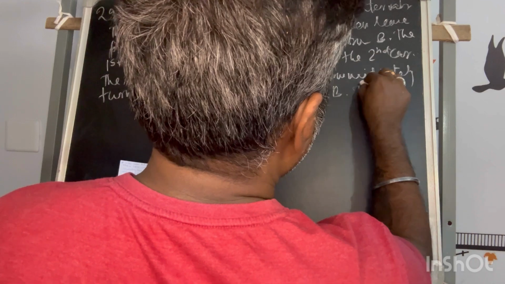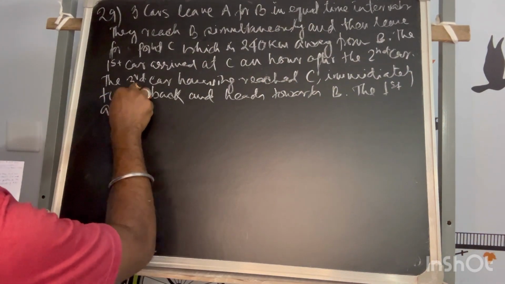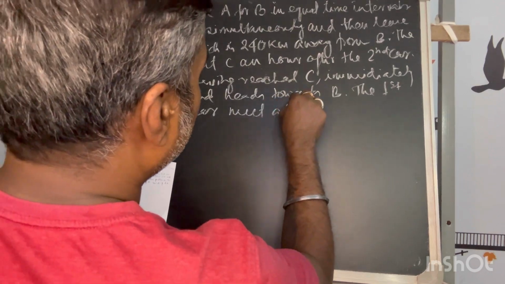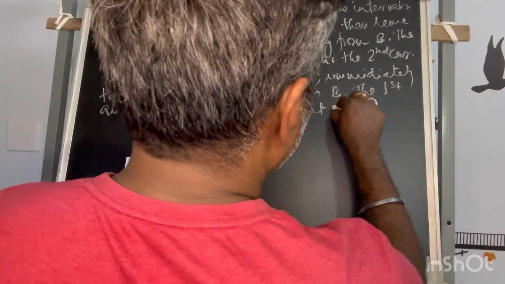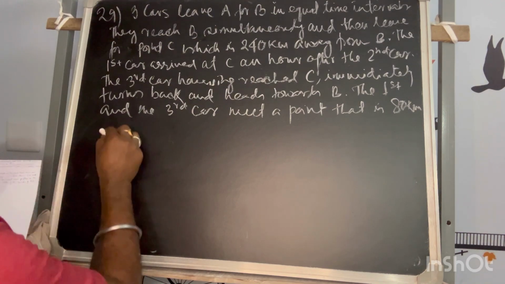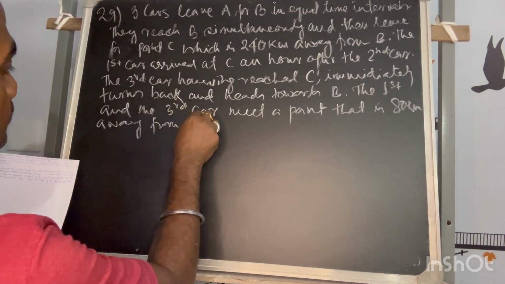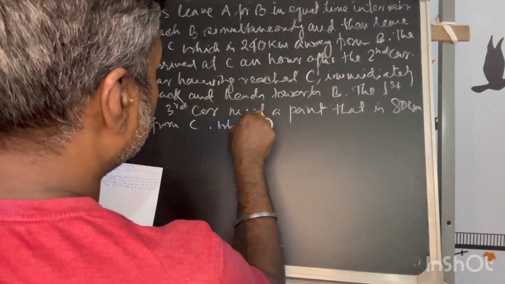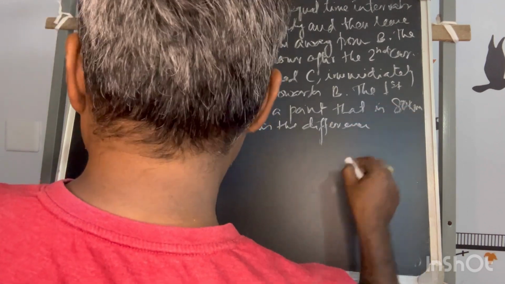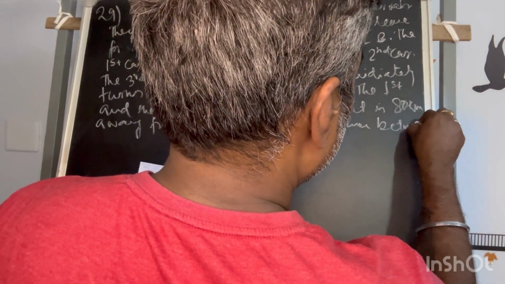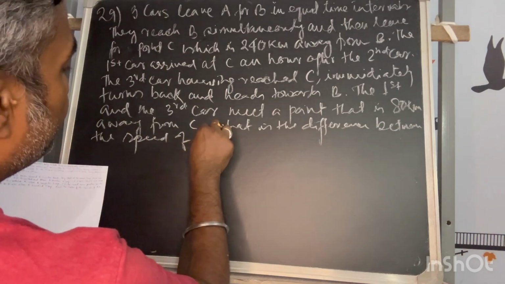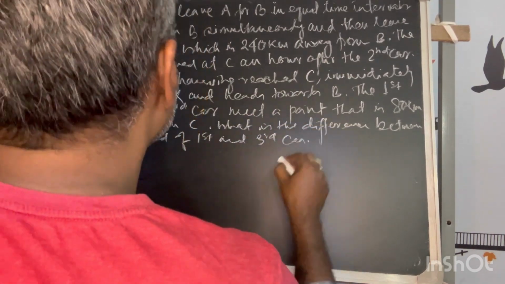The first and the third car meet at a point that is 80 kilometer away from C. What is the difference between the speed of the first and third car?